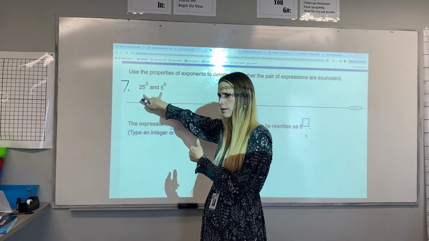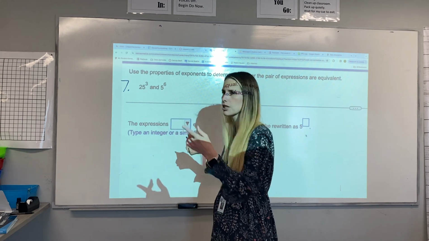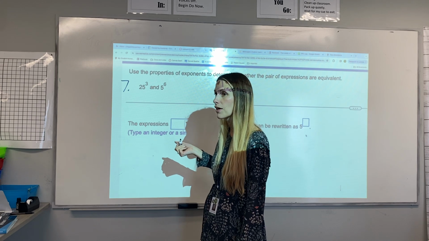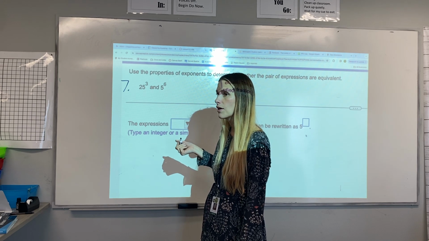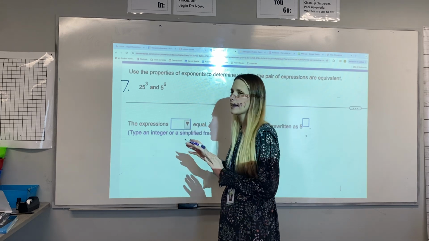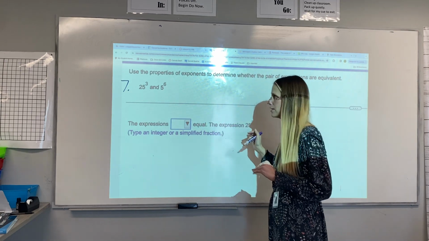Do you think they're not the same thing? Okay, you might be right. It generates new numbers. I can't tell just by looking at it. Yeah. They are equal because they both equal 15,625. Okay, so you also used your calculator? Yeah. Okay, so again, we want to use the properties of exponents to determine this, okay?